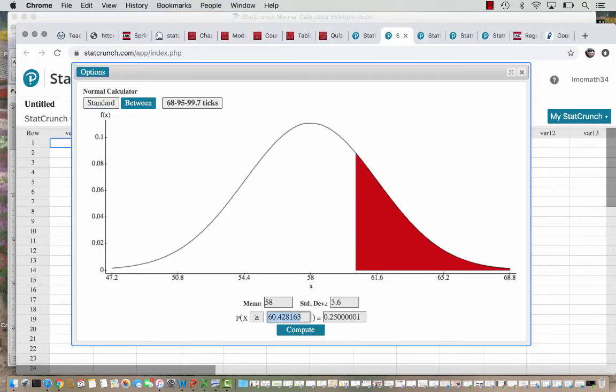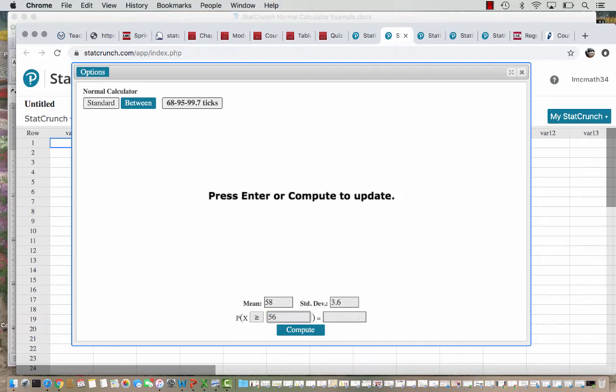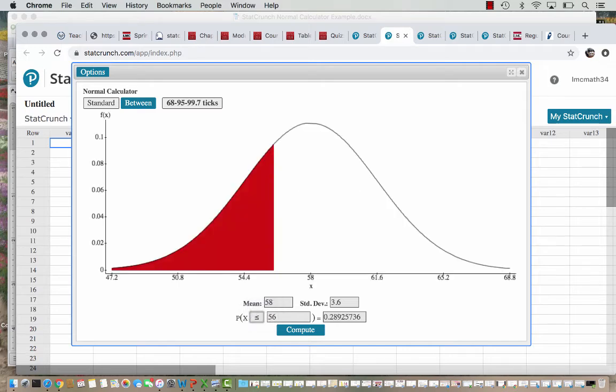So in the x value, we're going to clear out the answer from the previous question and type 56, and notice that clears out the probability or area box over here. And we're looking for the lower temperatures, 56 and lower. So we go ahead and select the less than or equal to inequality. And StatCrunch has auto-calculated for us that those temperatures 56 degrees and lower would be a probability of 0.2893 if we round it to 4 decimal places, or you could say 28.93%.